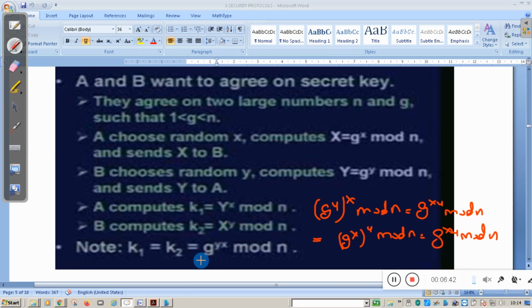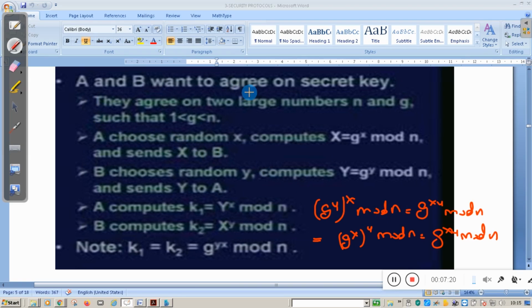Now k1 and k2 are the same, which means both A and B now have the same secret key, and they can continue with the secret key encryption technique, because secret key encryption is faster compared to asymmetric key encryption. Asymmetric key encryption makes use of two keys, private and public. Secret key encryption makes use of a single key, but the sharing of that single key is a bit difficult.